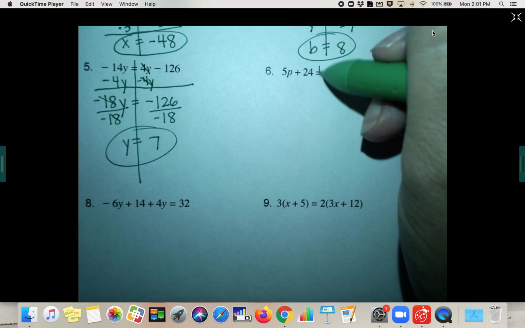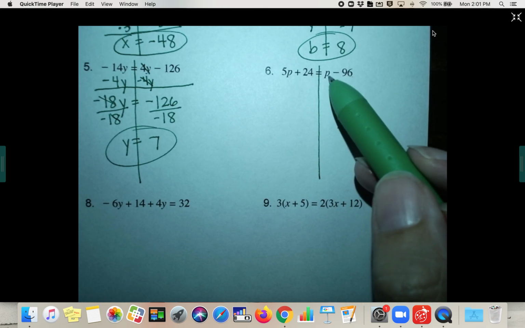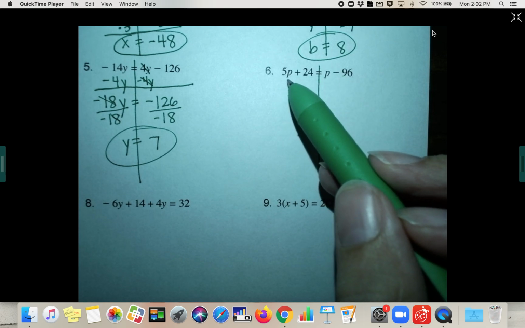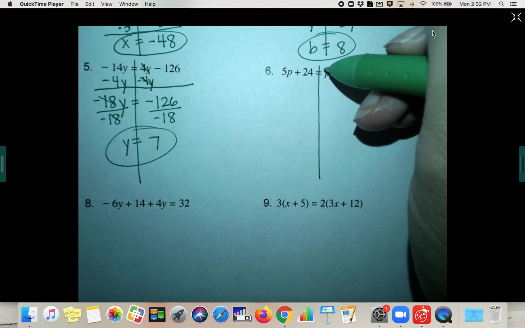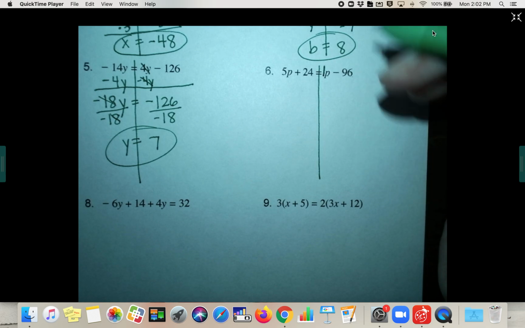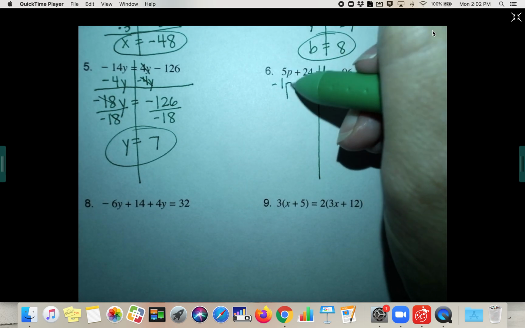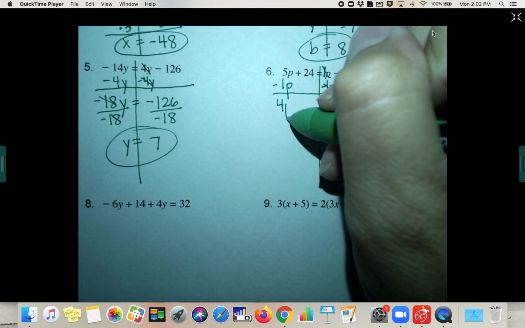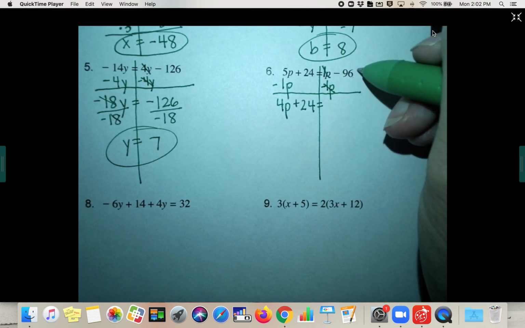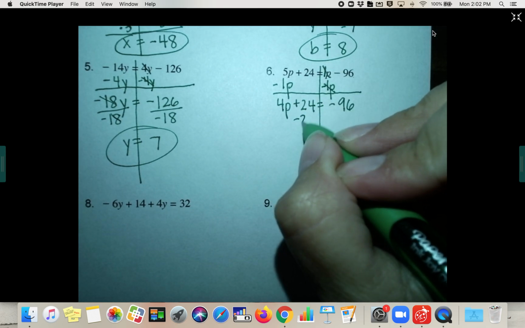All right, number 6. Doesn't matter if you move any of these 4 terms first. I have a tendency to move my variable first. So, I don't want to minus 5p because that's going to be a negative over here, and I like to try to avoid negatives. So I am going to call that a hidden invisible 1p, and I'm going to subtract it. So I'm going to minus that 1p from both sides. That will be 5p minus 1p is 4p, plus 24 equals negative 96. All right, then I'm going to subtract 24 from both sides.